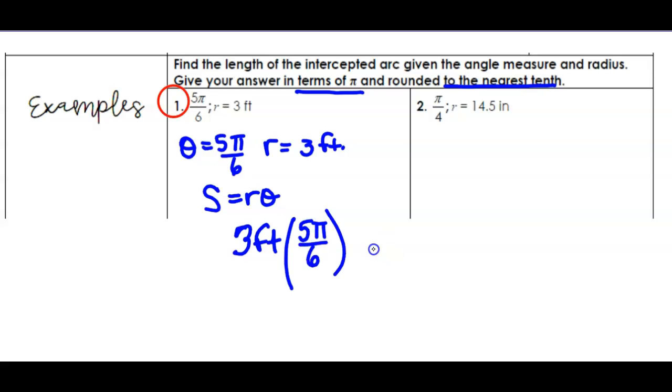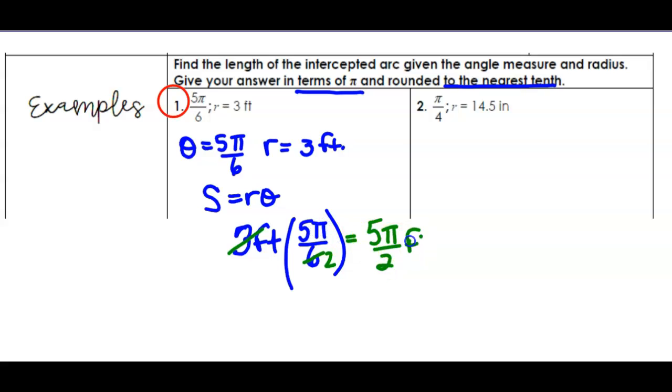Now, remember I told you in the last video that radians are magical? The label can appear and disappear. Well, here when you multiply feet by radians, you just get feet. It's kind of magical. Now, 3 times 5 is 15, divided by 6 will reduce to 5 pi over 2. You could do it on your calculator: 3 times 5 divided by 6, math, enter, enter. But don't lose the pi.